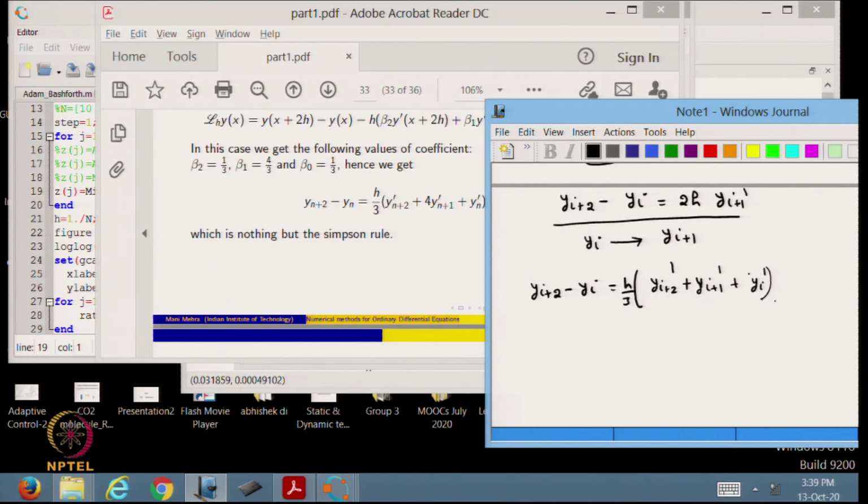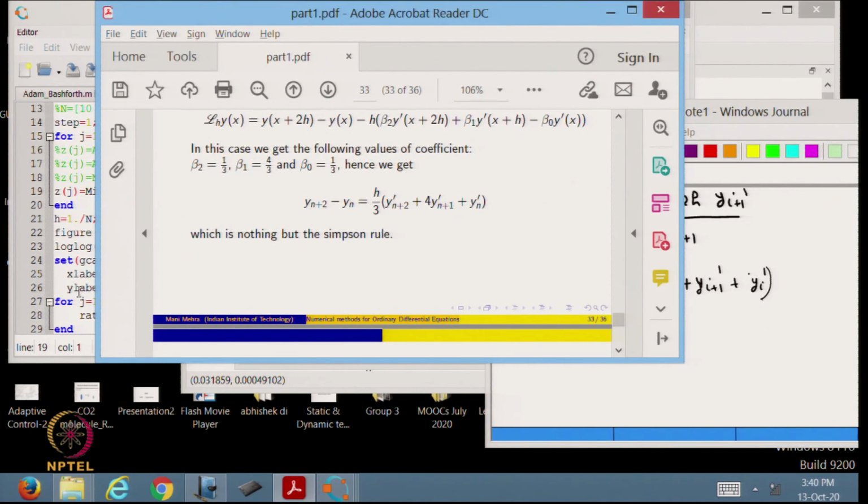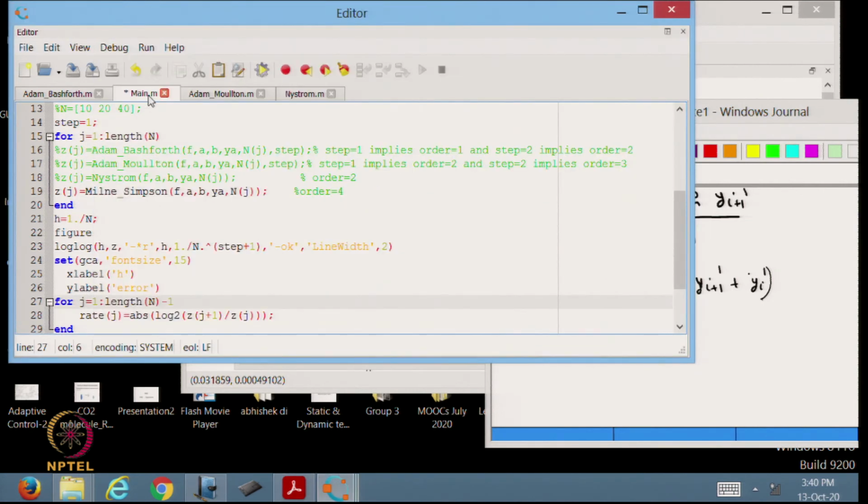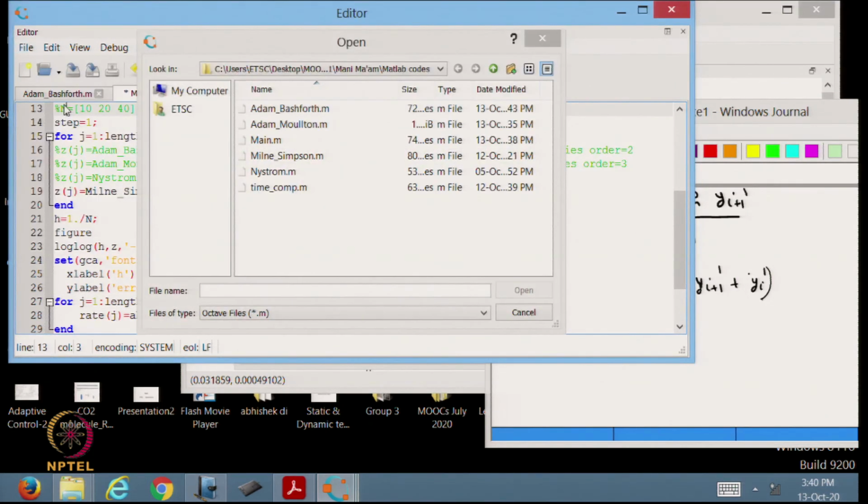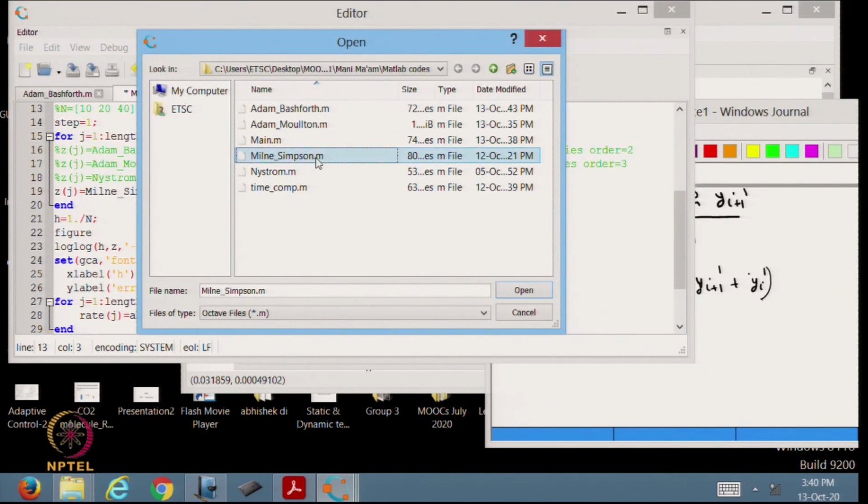Okay. So, which is nothing but the Simpson's rule. Again here, that part I have written in the comment, that this corresponds to order equal to 4. So, now let me open the file Milne Simpson's.